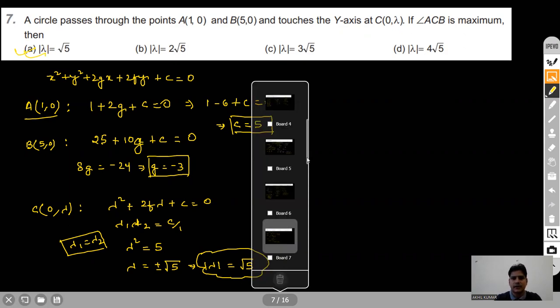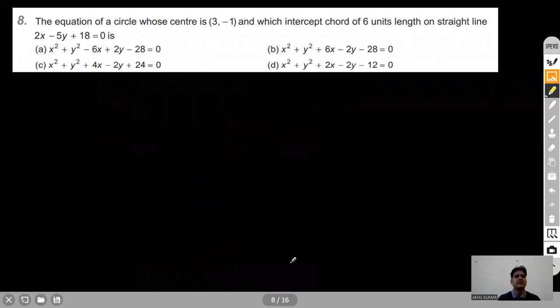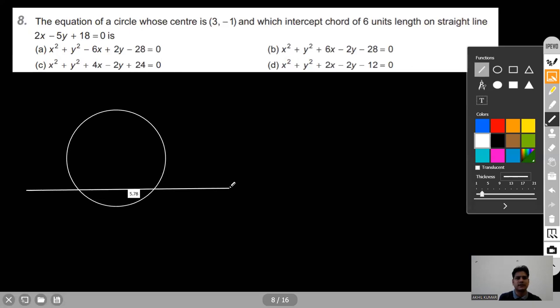Let's check the next question, question number 8. It is saying the equation of a circle whose center is (3, minus 1) and which intercepts a chord of 6 units length on the straight line 2x minus 5y plus 18 is equal to 0. Okay, so let me try to put a sketch for this question. So this is our circle, this is our x-axis, and suppose I'm taking one line here.